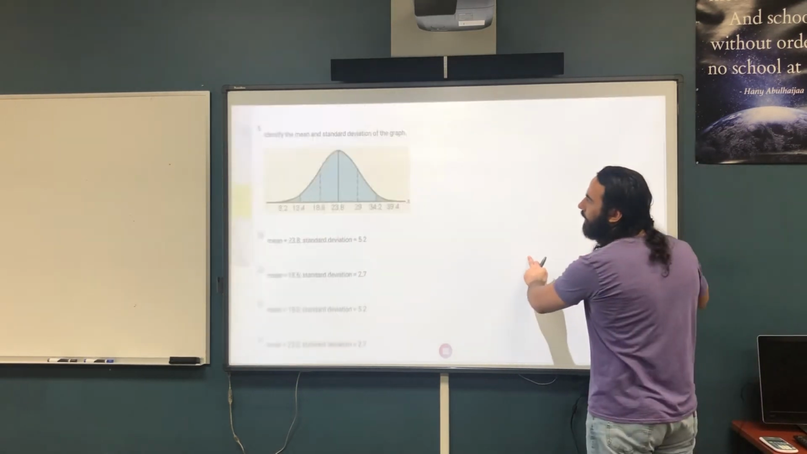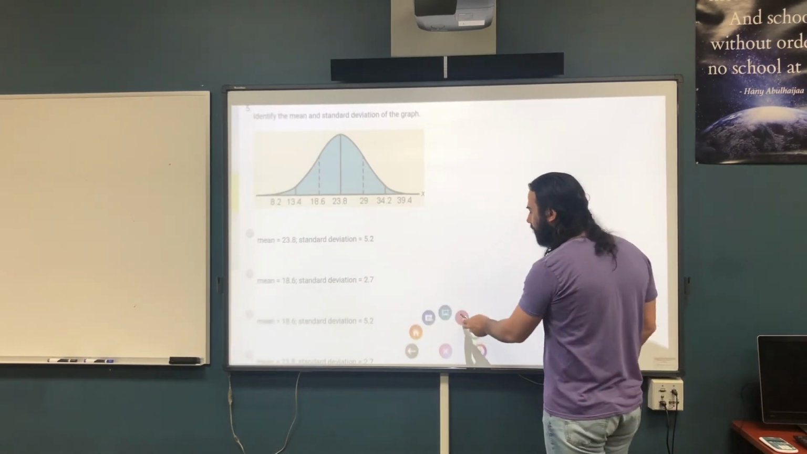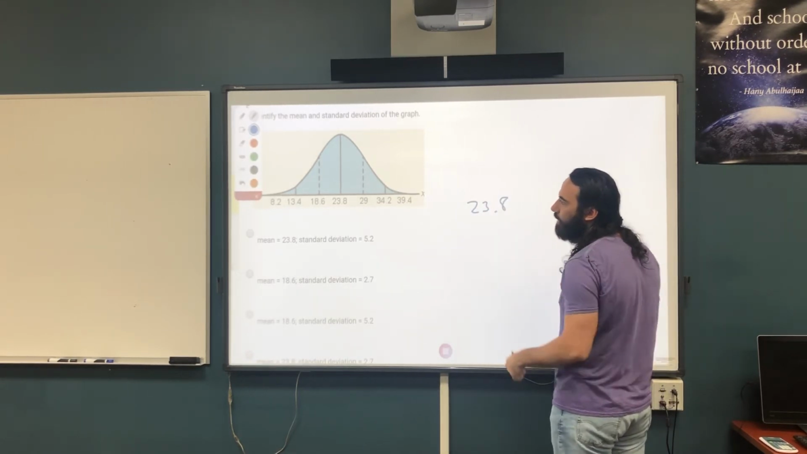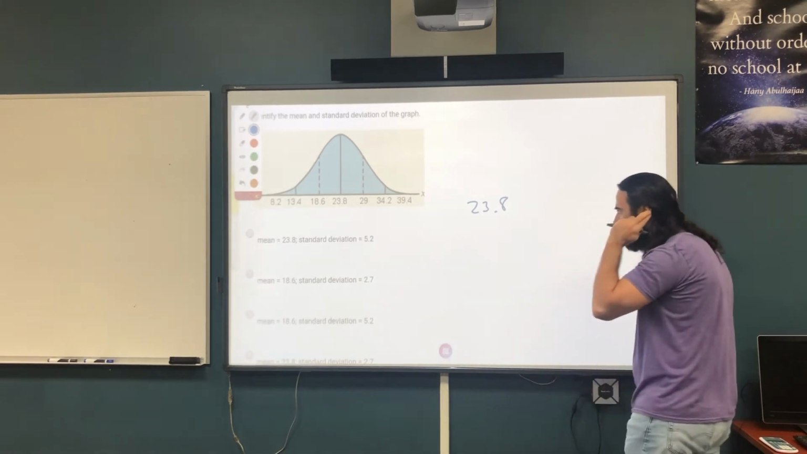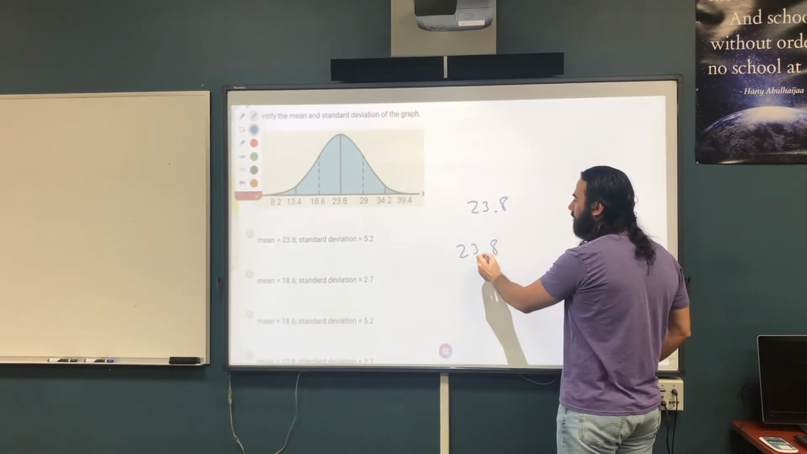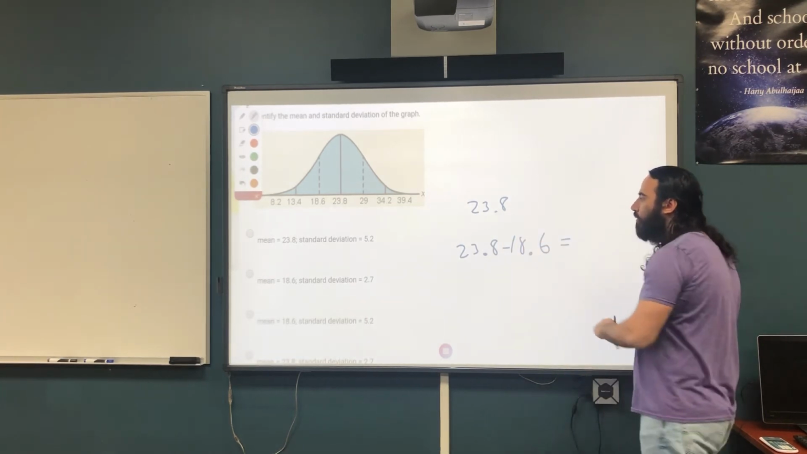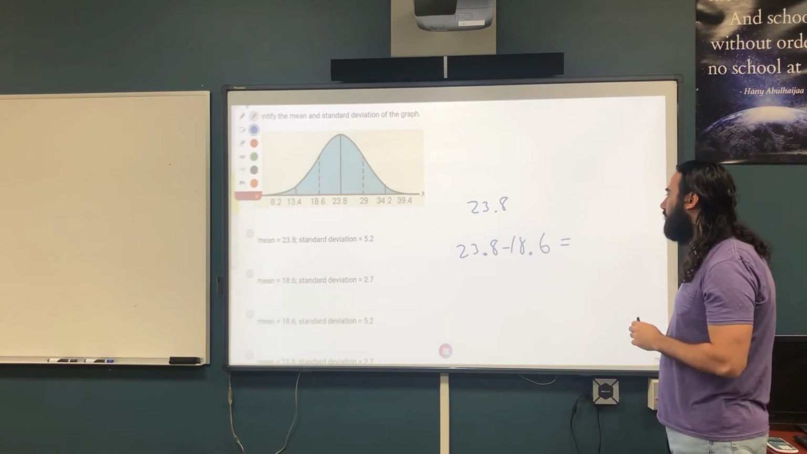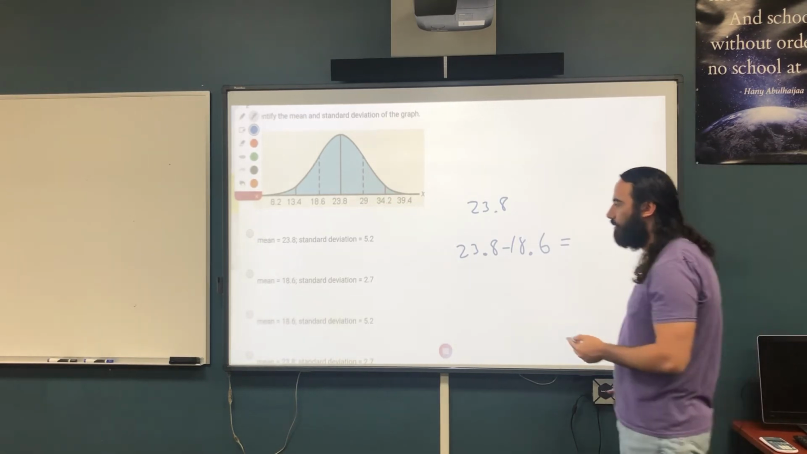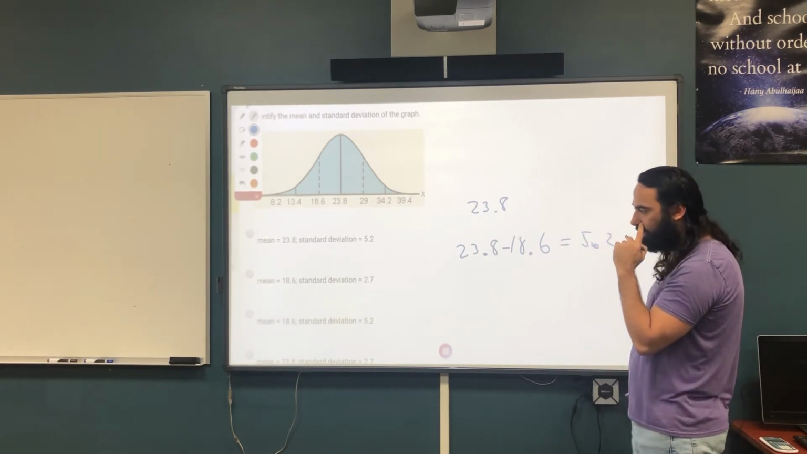Now, identify the mean and the standard deviation of the graph. Of course, the same, guys. To find the mean, it's the one in the middle, which is 23.8. And for the standard deviation, you subtract two numbers next to each other. For example, these two: 23.8 minus 18.6, okay? So 4.4, 5.2. So the answer would be the third one, 5.2. Okay, this will be the answer.